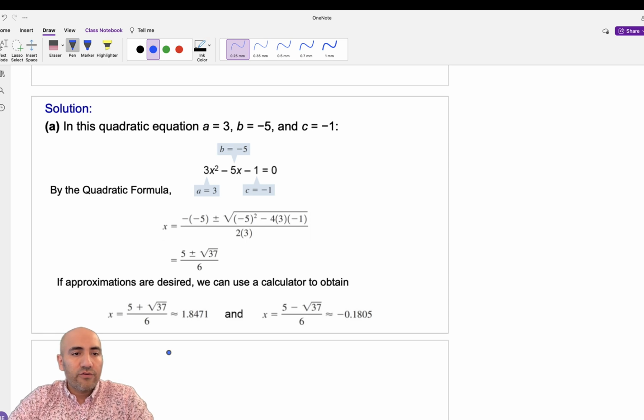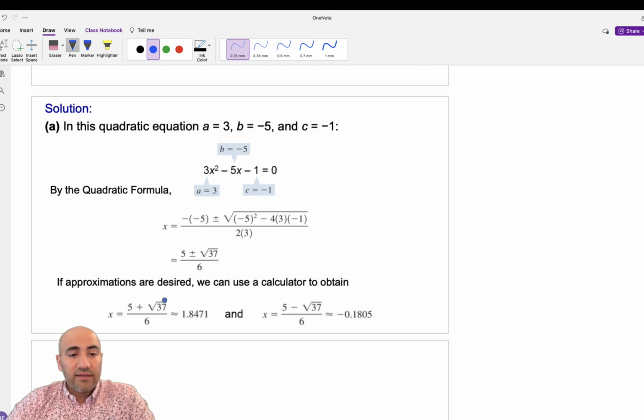Here's the solution from your author. So again, recognizing the a, the b, and the c, you simply plug it into your quadratic formula, and then you can reduce it, simplify it, right? So an exact answer would be this one. Again, pay attention to the instructions. If it says write down the exact answer, you would write it like this.